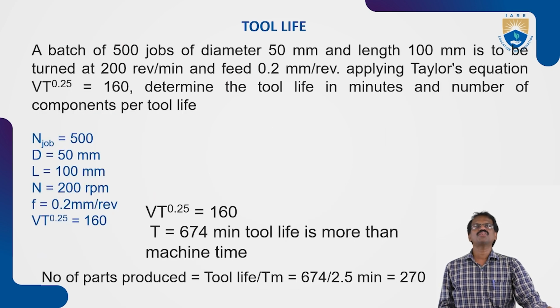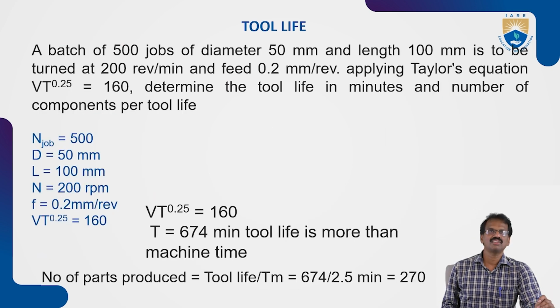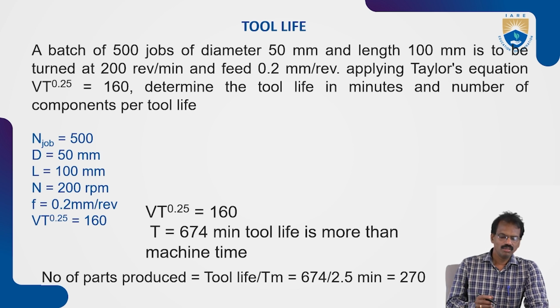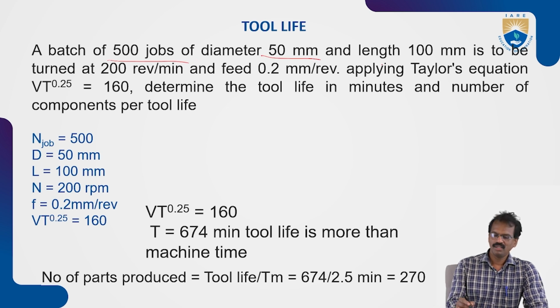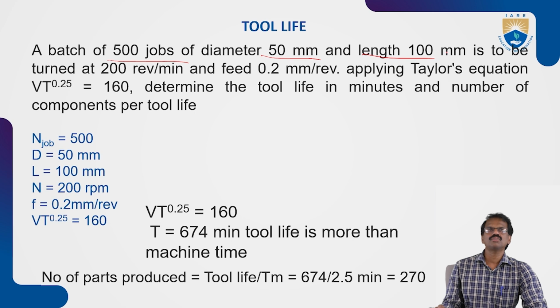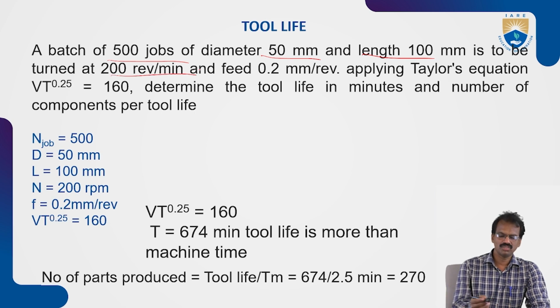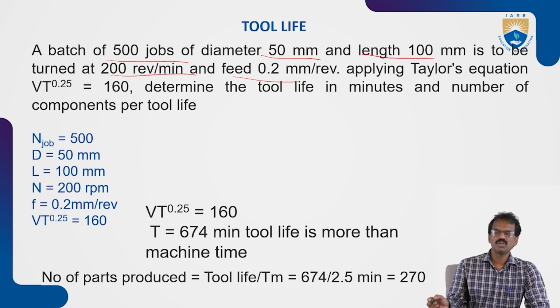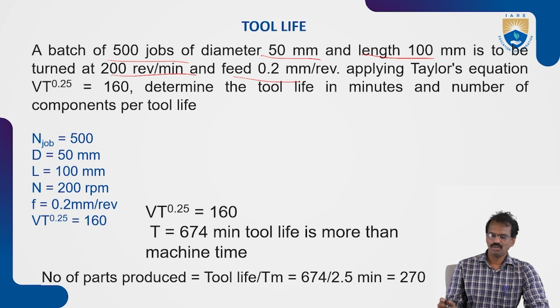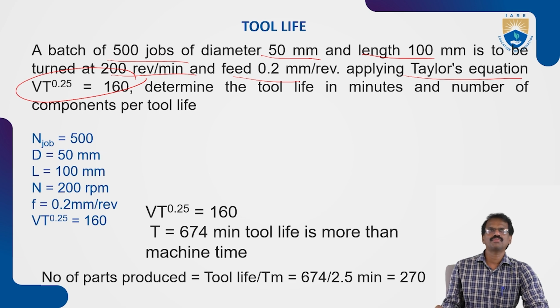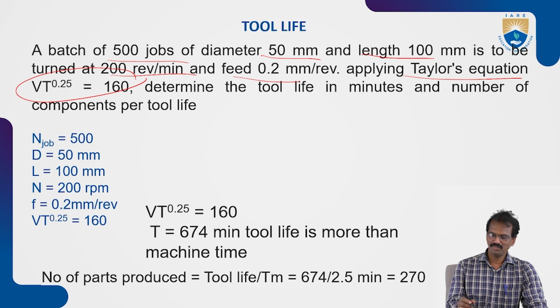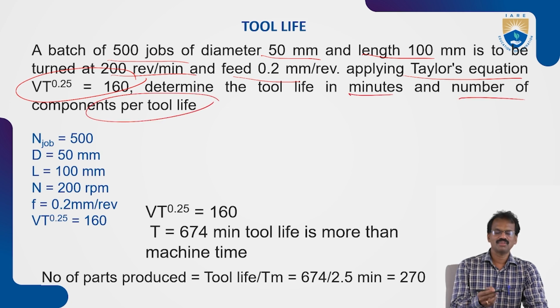Here we will see one numerical which is based upon the tool life, and then I would like to stop this lecture. A batch of 500 jobs of diameter 50 mm and length 100 mm is to be turned at 200 revolutions per minute, and feed is equal to 0.2 mm per revolution. Applying Taylor's equation, VT^n f^... is equal to a constant. We have to determine the tool life in minutes and the number of components per tool life.